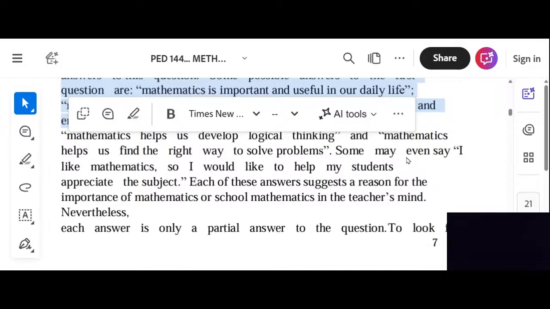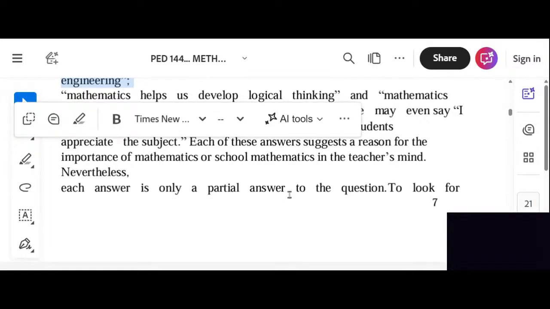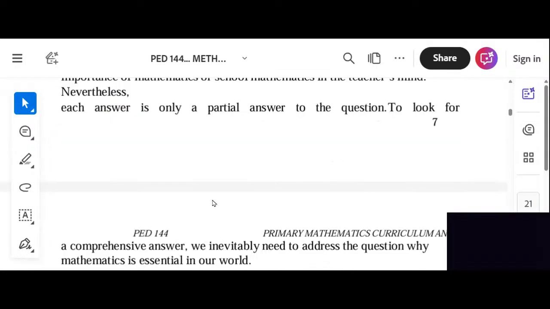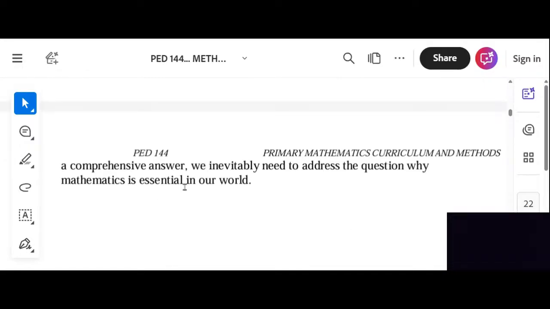Some may even say I like mathematics, or talk about the importance of mathematics or school mathematics in the teacher's mind. Nevertheless, each answer is only a partial answer to the question. To look for a comprehensive answer, we inevitably need to address the question why mathematics is essential in our world.